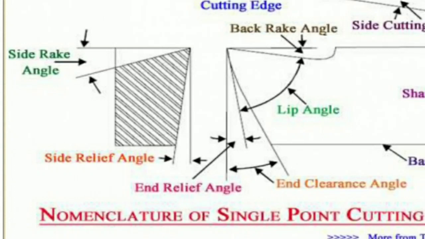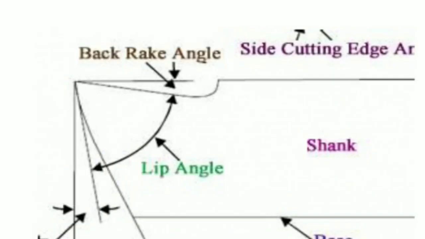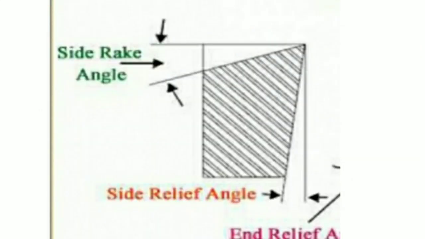There are two types of rake angle. One is the back rake angle and the other is the side rake angle. You can see the back rake angle is the angle between the tool face and a line drawn parallel to the base at the cutting point. And side rake angle is the angle between the tool top face and a line drawn perpendicular to the side face of the tool at the cutting point.